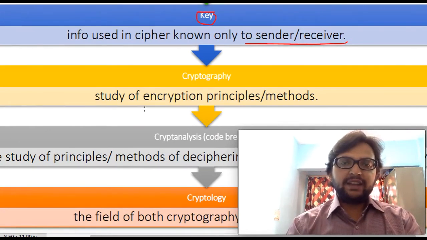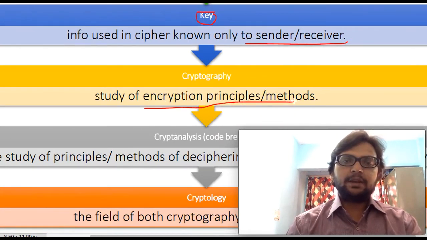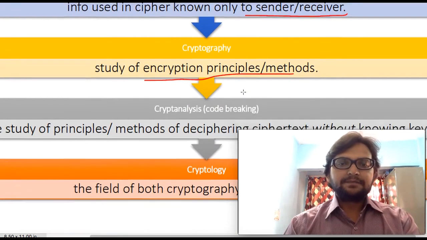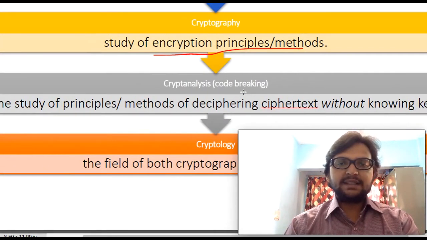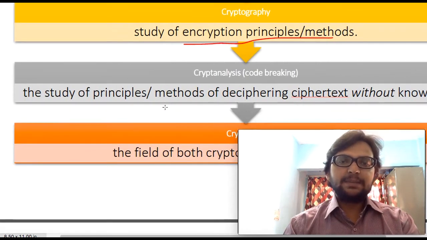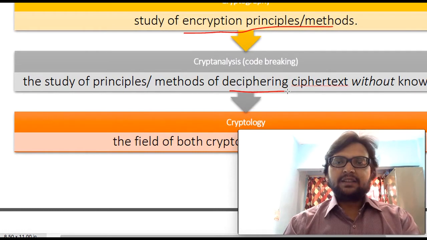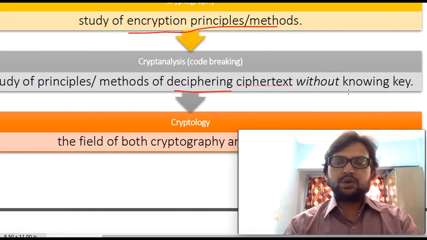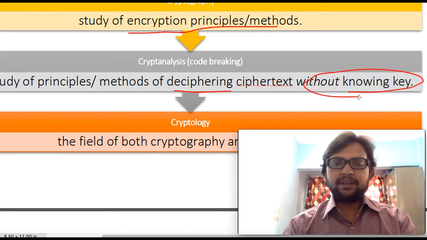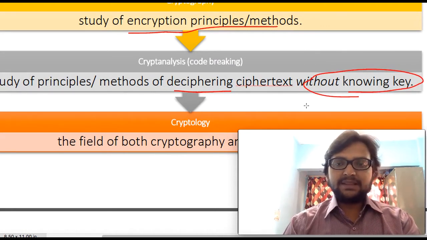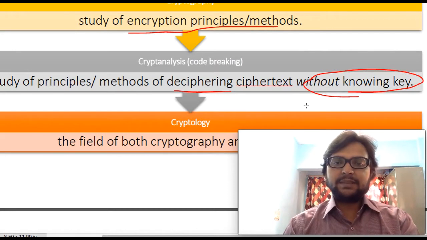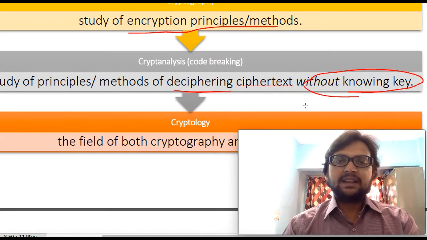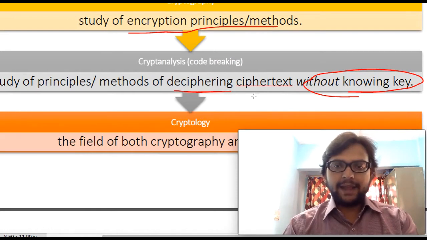Cryptography is the study of encryption principles or methods. Then comes cryptanalysis, or code breaking: the study of principles or methods of deciphering ciphertext without knowing the key. So basically it is hacking something. I'm trying to decrypt a message which is not made for me. If it is made for me, then I should have the key, but I don't have the key to decrypt those messages. Then what we do is try to apply different algorithms on that, and using those algorithms we try to decrypt those messages.